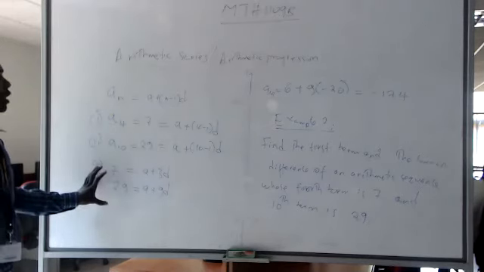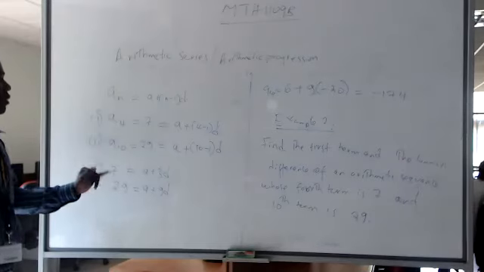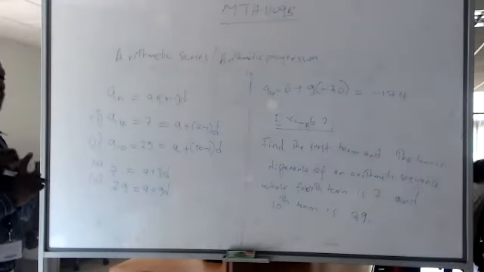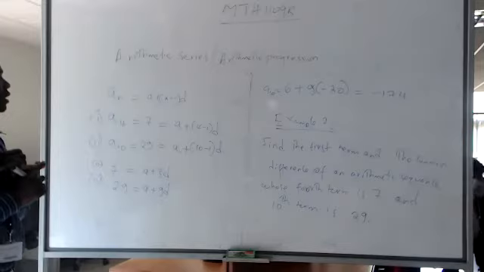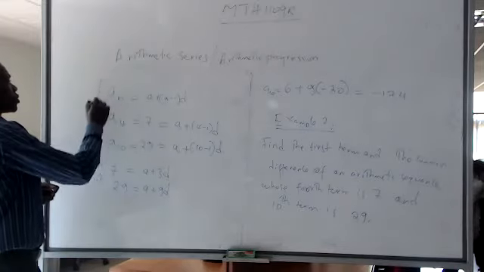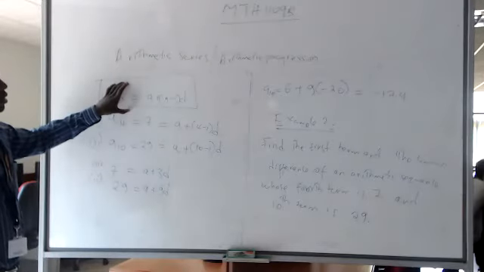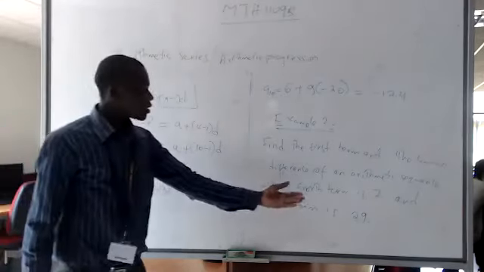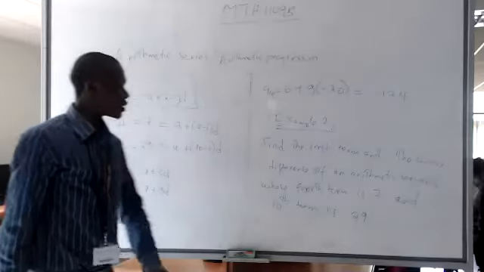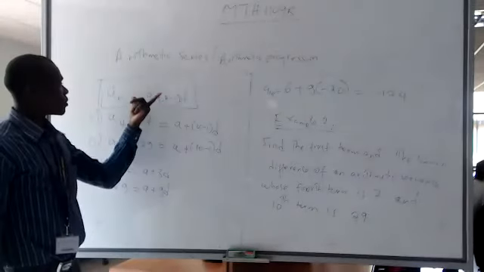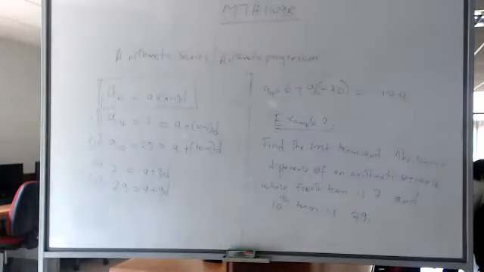What remains under arithmetic series? So now we have seen how to find the nth term in an arithmetic sequence. This is what you need to remember. Once you know this, you can be asked for the first term and the common difference, or for the nth term given the first term and the common difference.